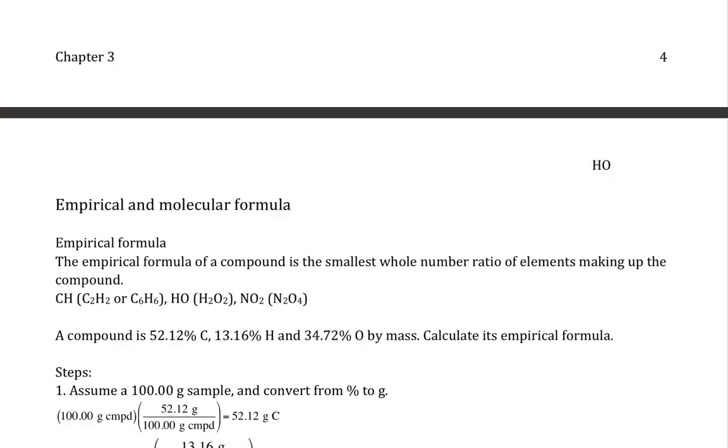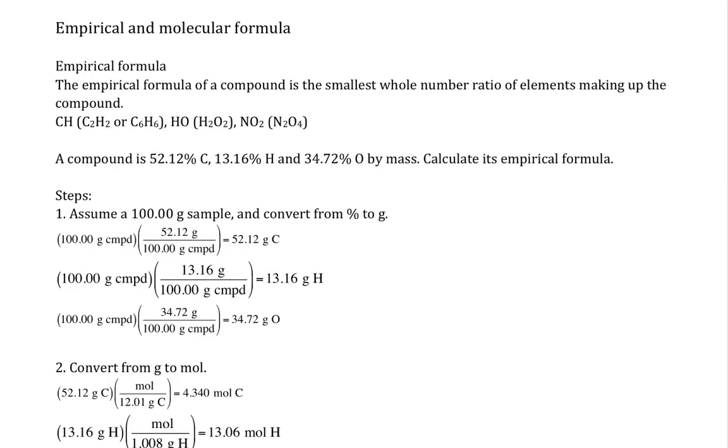Our next section is empirical and molecular formula. The empirical formula of a compound is the smallest whole number ratio of elements making up the compound. So it's the smallest whole number ratio. CH, that's an empirical formula for some compounds. The compound could be C2H2. Notice that the simplest, smallest whole number ratio is 1:1, 1 carbon for every 1 hydrogen.